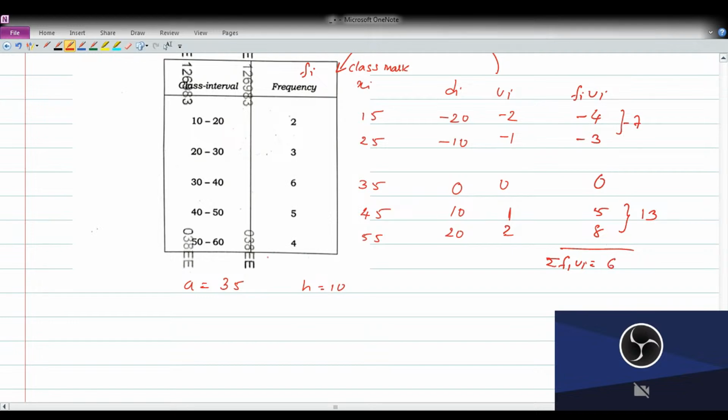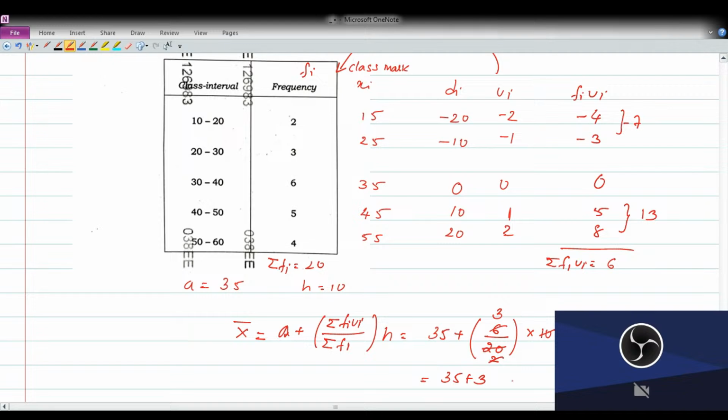And the sum of fi is 4 plus 5 is 9, 9 plus 6 is 15, 15 plus 5 is 20. Now I am going to find the mean. I have used the assumed step deviation method, so the formula is assumed mean plus summation of fi ui divided by summation of fi, into h. Assumed mean is 35 plus 6 divided by 20 into the h value, which is 10. So I get 35 plus 3, which is equal to 38. That is the mean for the given question.